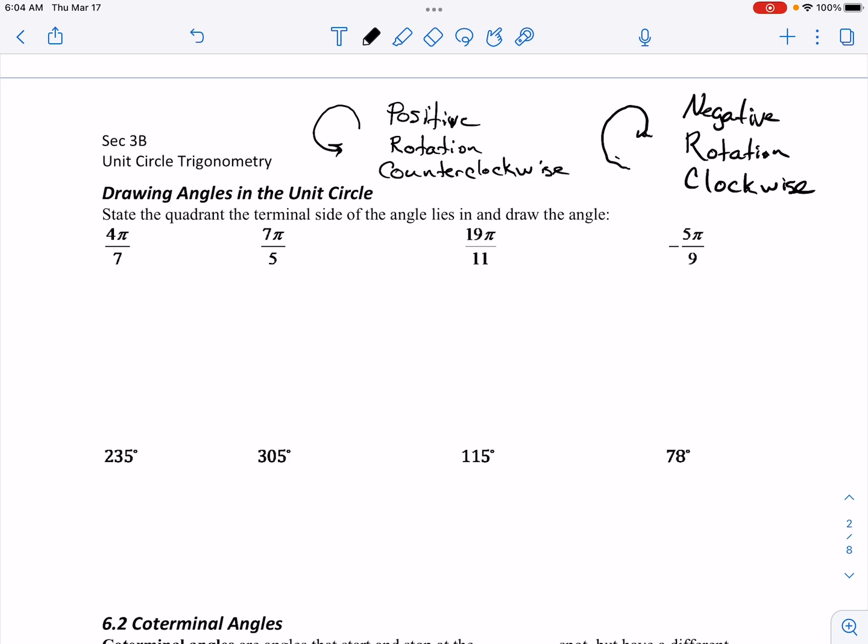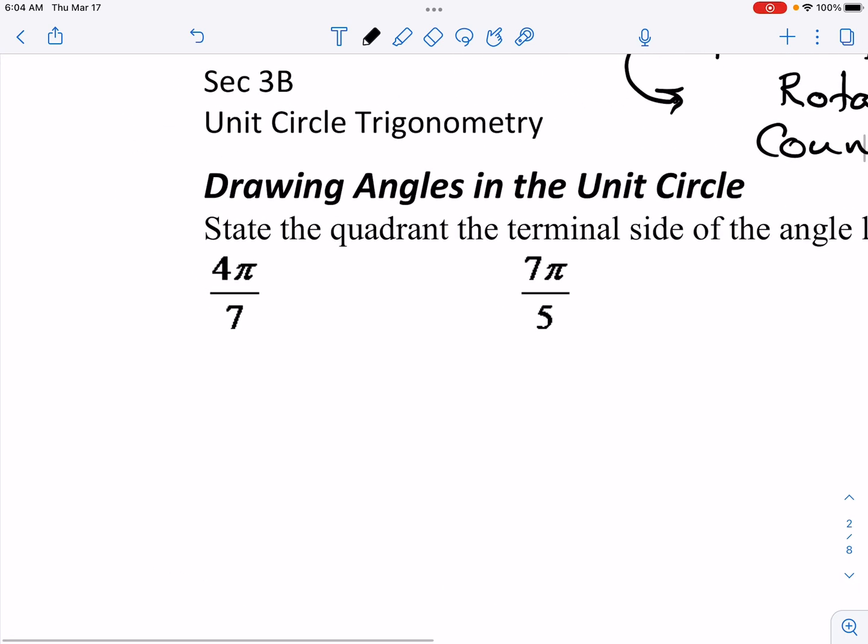Okay, so here we're going to draw each of these angles one at a time. To draw 4 pi sevenths, we always start at 0 degrees, which is located directly to the right of 0, 0. Here's our starting position, or our initial side of our angle, which would always be the x-axis pointing to the right of 0, 0.